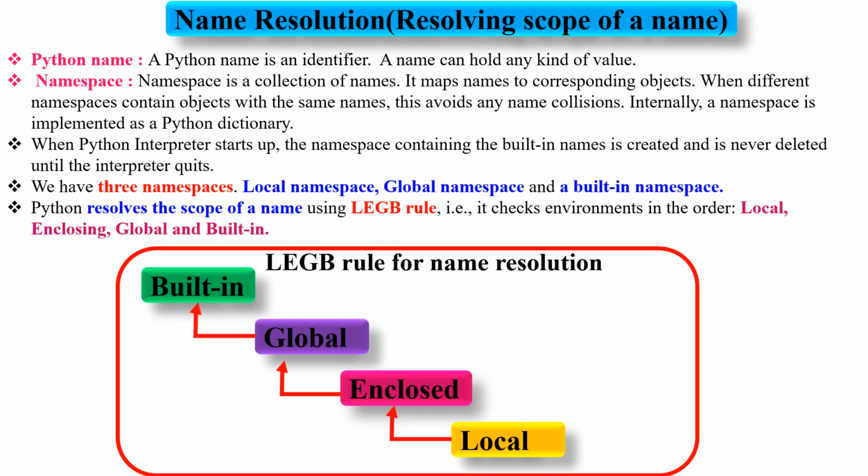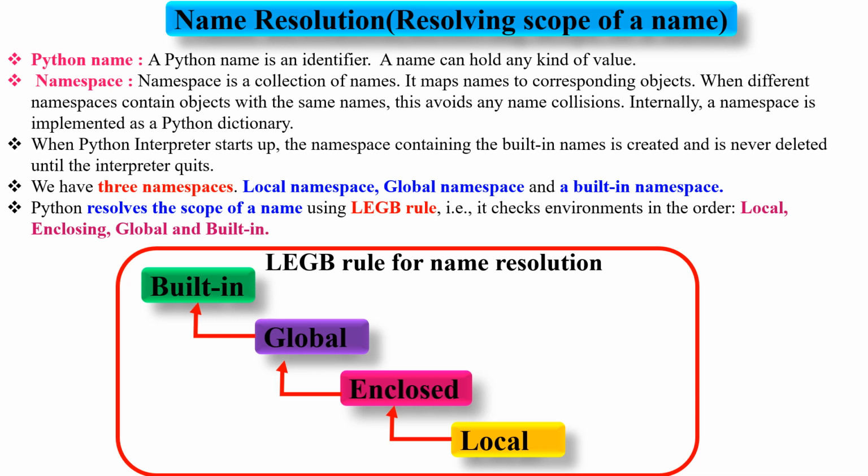Let's discuss the name resolution, resolving scope of a name. Python name. A Python name is an identifier, that is something we use to access a Python object. And in Python everything is an object. A name can hold any kind of value. Namespace is a collection of names. It maps names to corresponding objects. When different namespaces contain objects with the same names, this avoids any name collisions. Internally, a namespace is implemented as a Python dictionary.